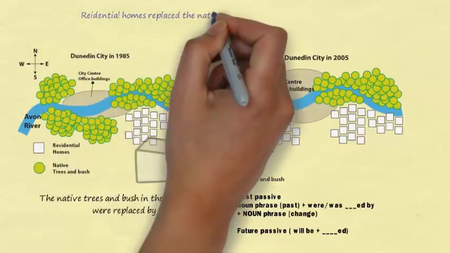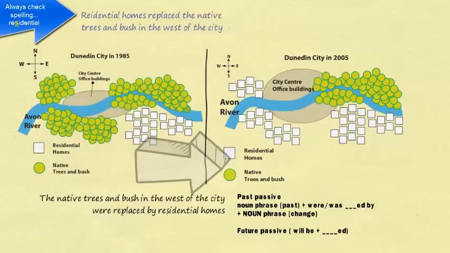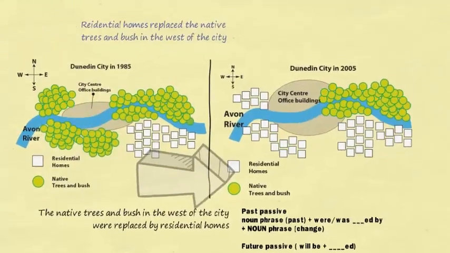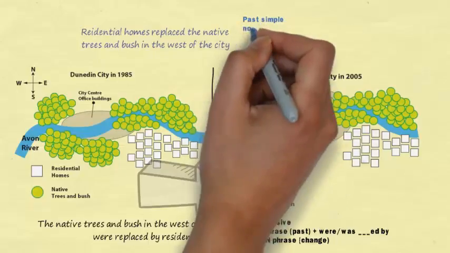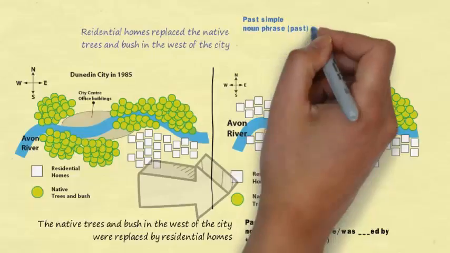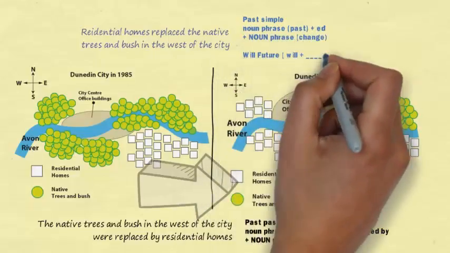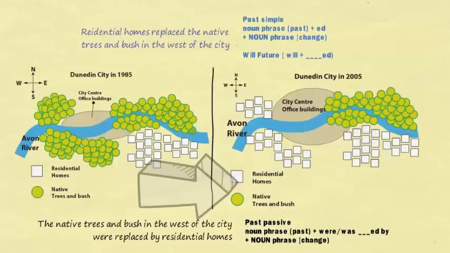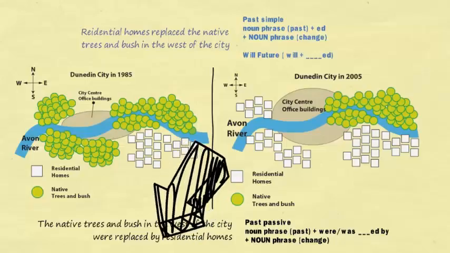Now the second way of describing this change is written above in the blue there. So residential homes replaced the native trees and bush in the west of the city. Now this is the past simple. So this is the easier way to describe it actually. So we talk about the noun phrase the same as before, the residential homes, but then we're going to say replaced the native trees and bush in the west of the city. So we notice the change there. We're talking about residential homes and native trees and bush are changing places.